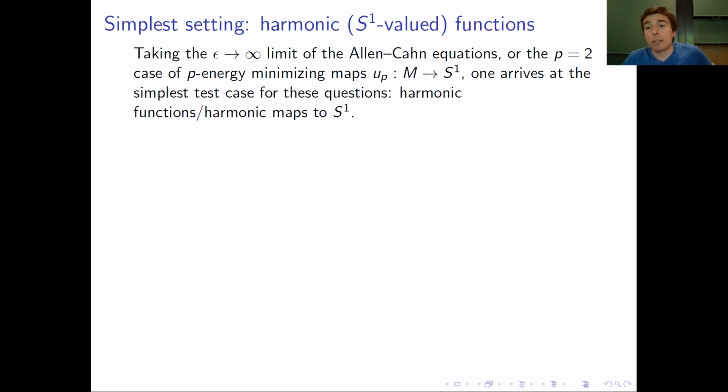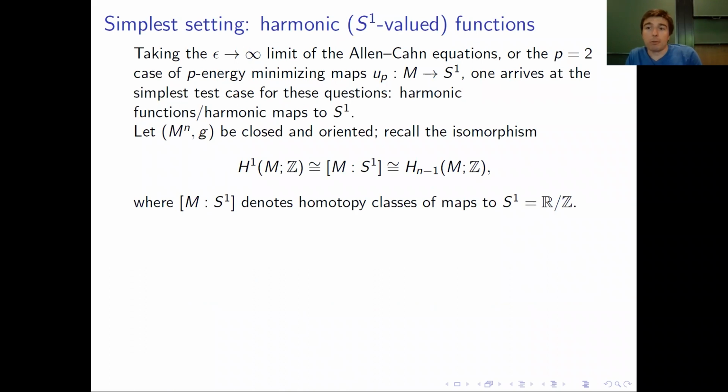But let's focus on the simplest PDE we can look at first. If we take either the epsilon goes to infinity limit of this Allen-Cahn problem, or the p equals 2 case, so the p-energy minimizing maps, then we come to a very simple thing, which is just harmonic maps to S1, or if you'd like, harmonic functions for the real-valued case. And these are essentially the same thing.